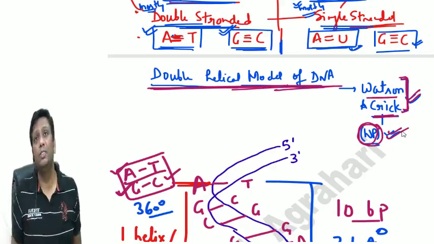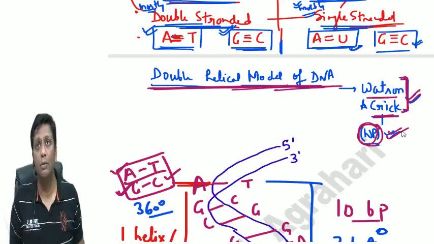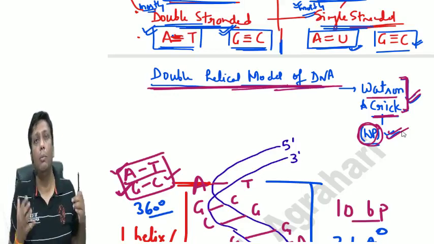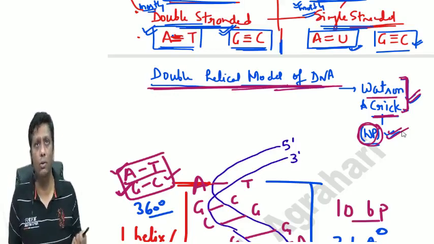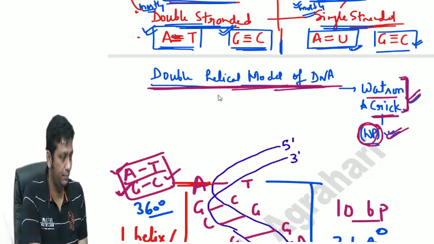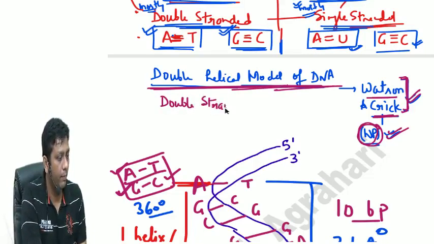So how to define DNA? Under the double helical model of DNA, for that contribution Watson and Crick got the Nobel Prize, a prelims type question. As you know very well, DNA is double stranded. And DNA is anti-parallel.